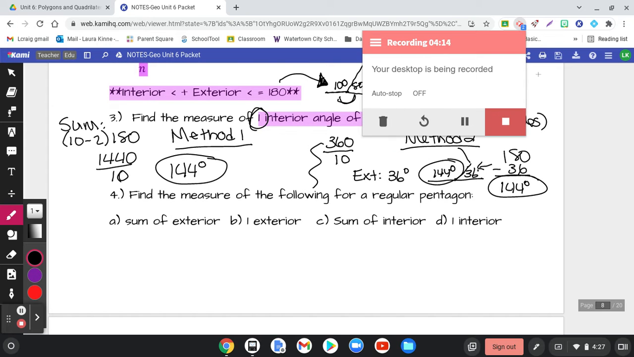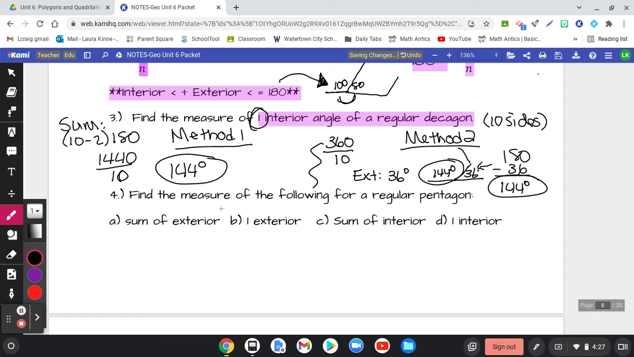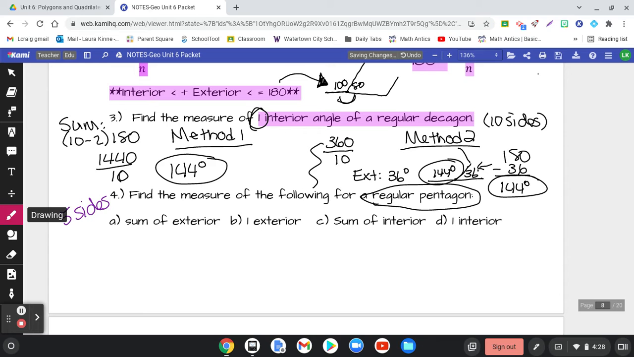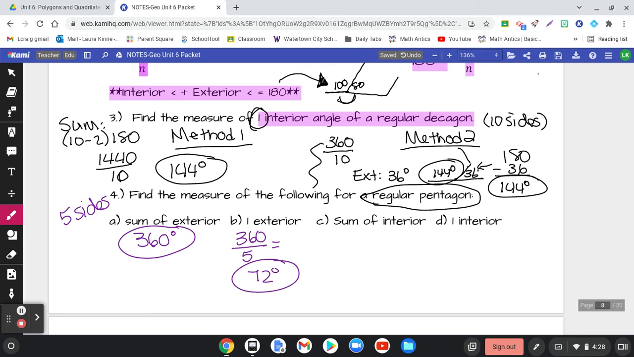All right, so let's put it all together. Find the measure of the following for a regular pentagon. So we're looking at 5 sides. The sum of the exterior angles, 360 degrees. One exterior, well, if they all add up to 360, and there's 5 angles, 5 sides altogether, 360 divided by 5 is going to give us 72 degrees. And they're all angles, so don't forget your degrees. If you want, you can draw a pentagon. The easiest way to do it is to draw kind of a house.